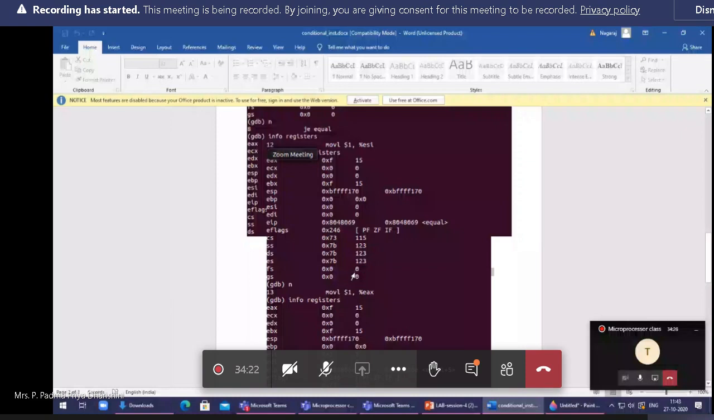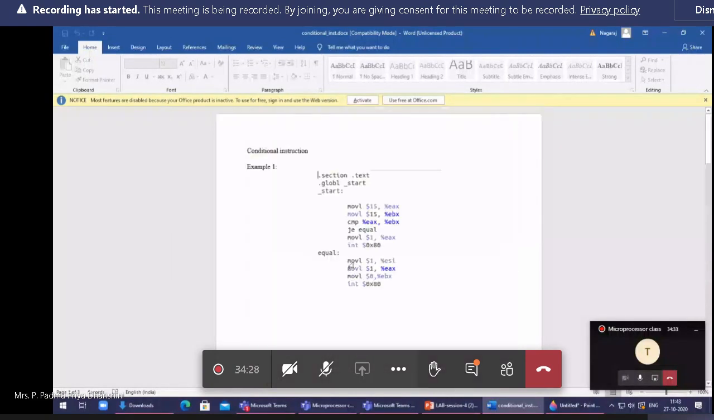So you have to be very clear in the jump concept, and very clear about JE. What does JE stand for? Jump equal. What is the meaning of equal? If both the values are equal, that is, the subtract operation is performed by the compare instruction, and the result of the subtraction has to be 0. Then only this condition will be satisfied and it will jump to the other location.